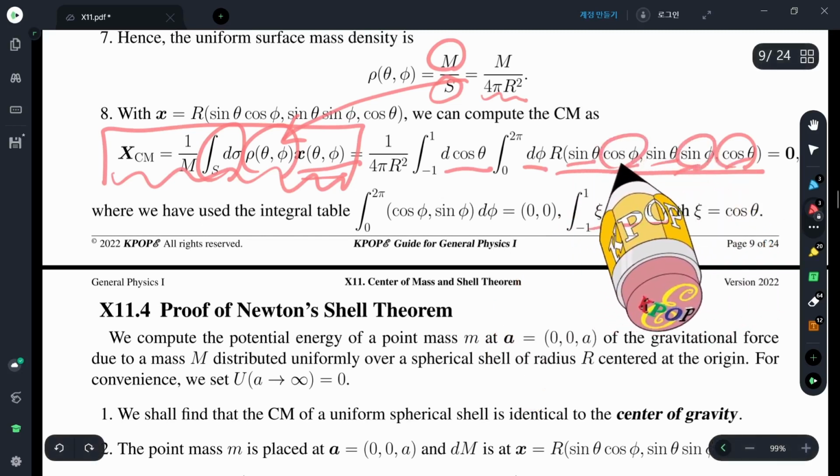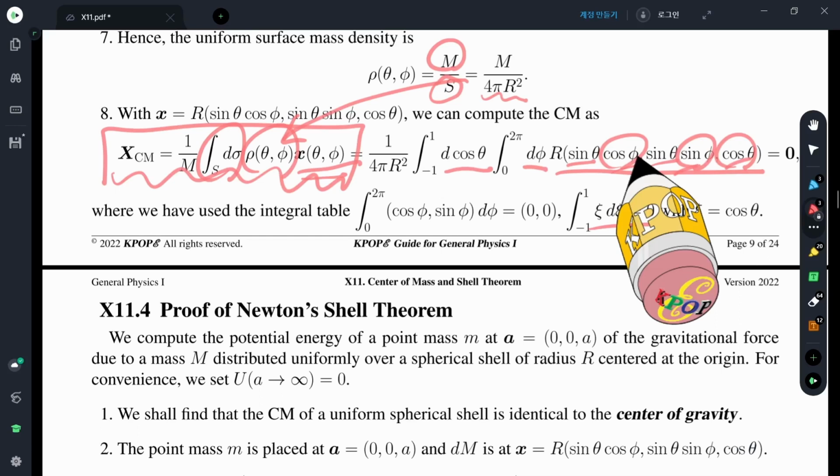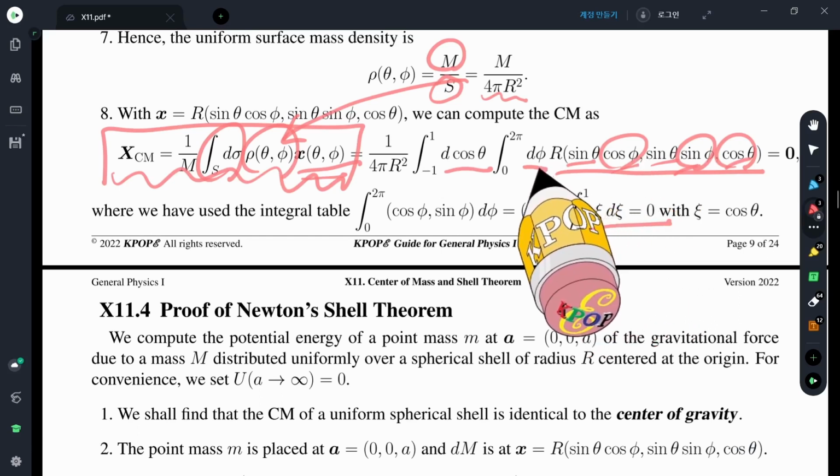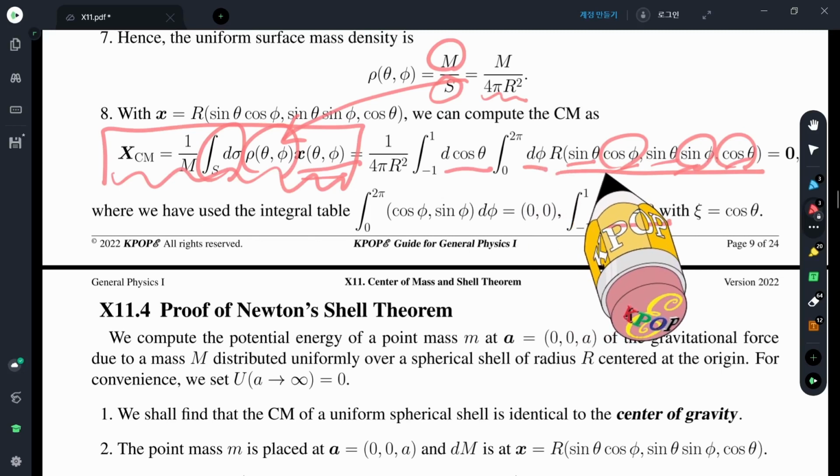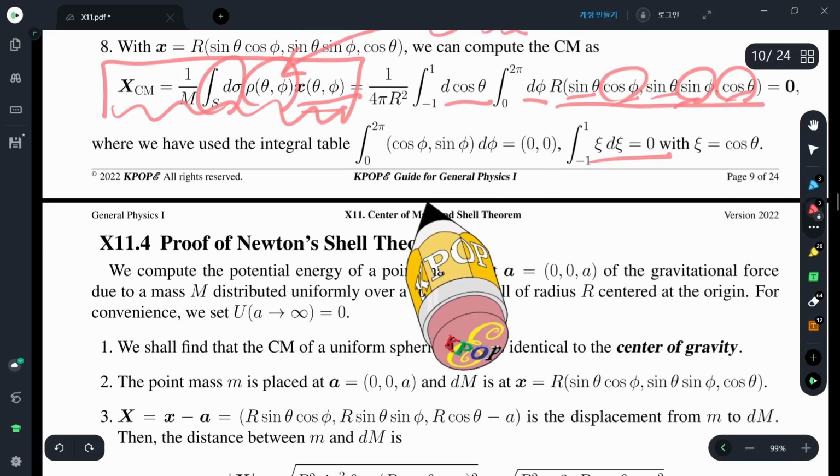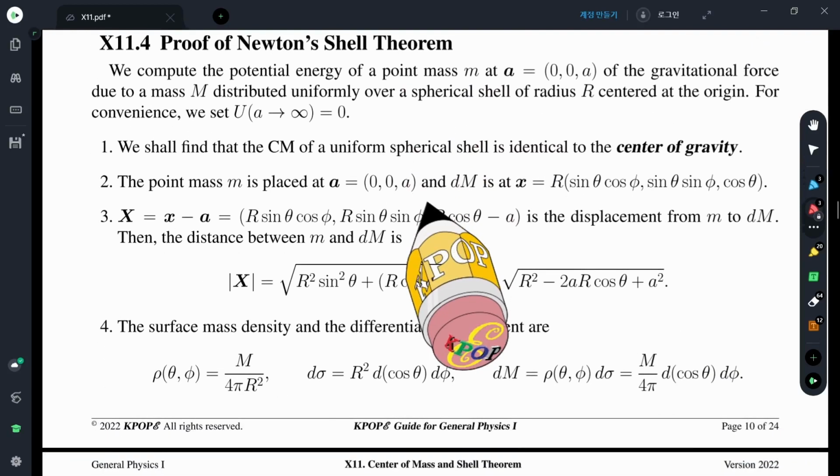The phi integral vanishes. Proof of Newton's shell theorem is next.